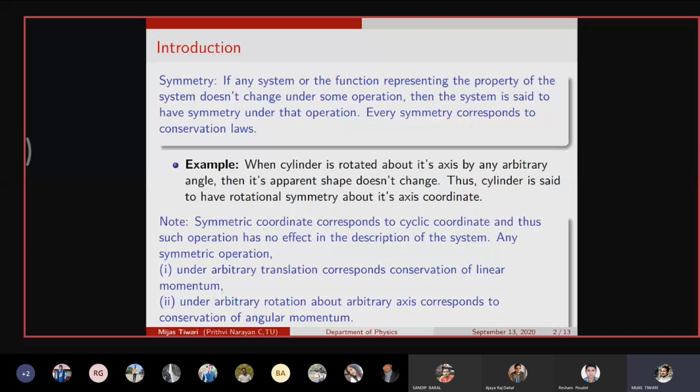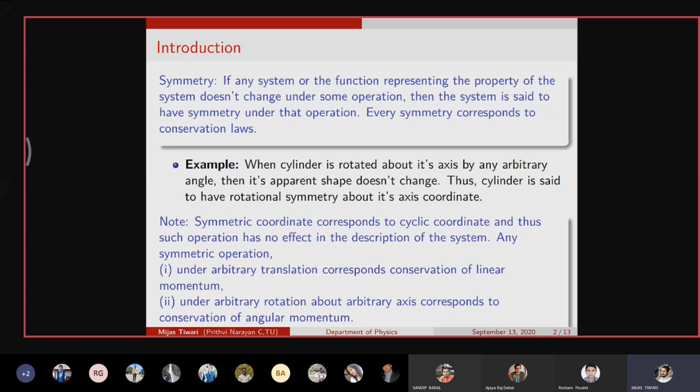Symmetry is a property by which a function or a system remains invariant under certain operation, and the system is said to possess symmetry under such operation. Every symmetry corresponds to conservation laws. This is the statement given by the famous physicist Noether.